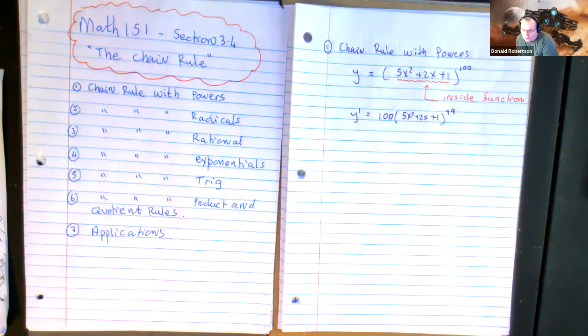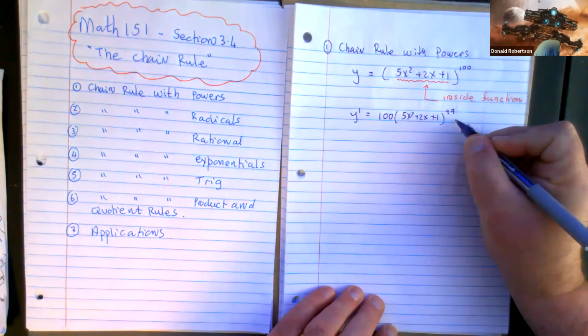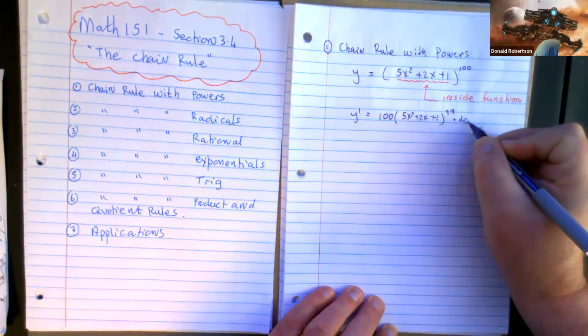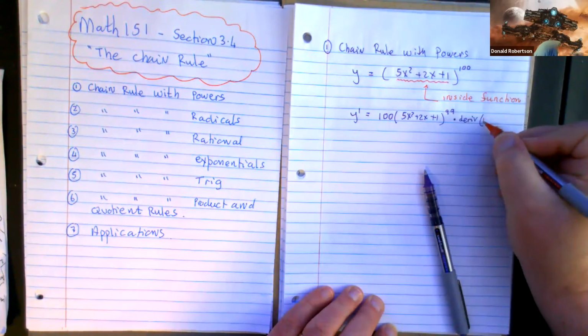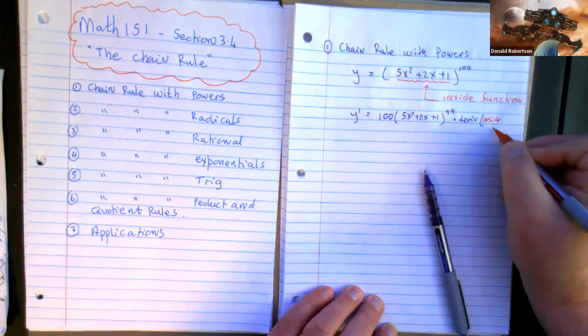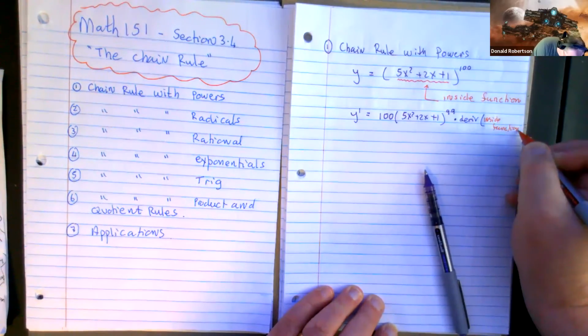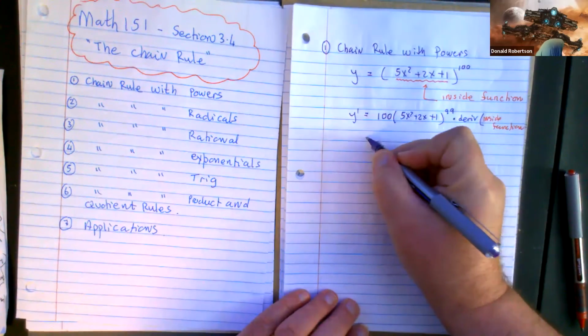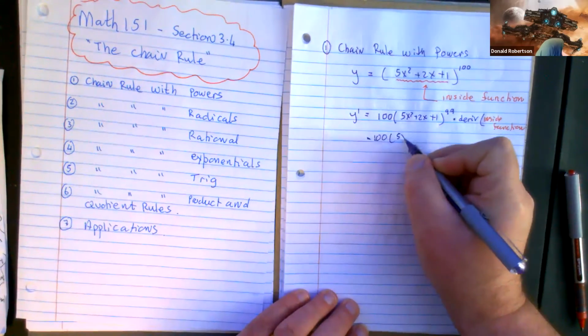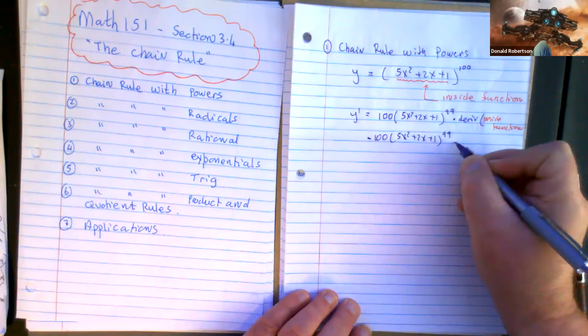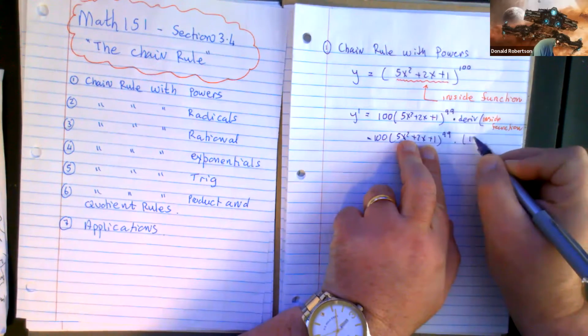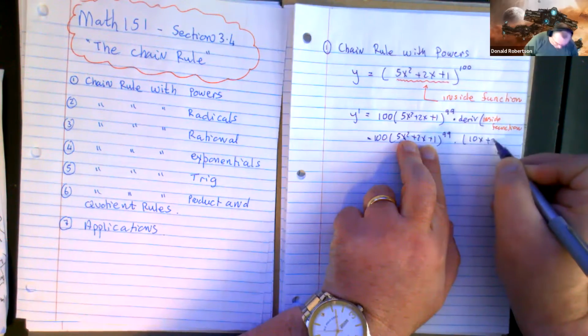Now, if that's all the chain rule was, wouldn't that be a very simple rule? But you have to finish with times the derivative of the inside function. So it's going to be 100, the inside function to 1 less power, times the derivative of the inside function, which in this case is 10x plus 2.